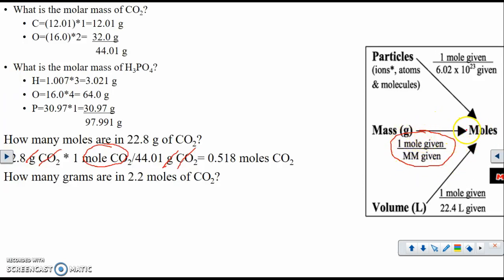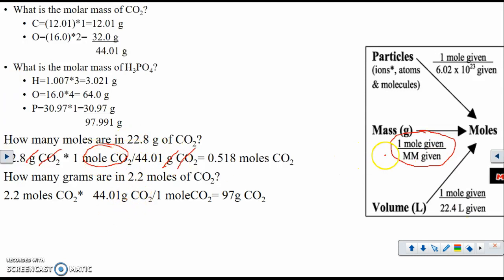So instead of writing 1 mole given over molar mass given, we're going to flip this ratio, and now the molar mass goes on top and the 1 mole is on the bottom. So again, anytime you start and you end and you go against an arrow in this table, you flip the ratio underneath. All you think about is you flip the ratio underneath.